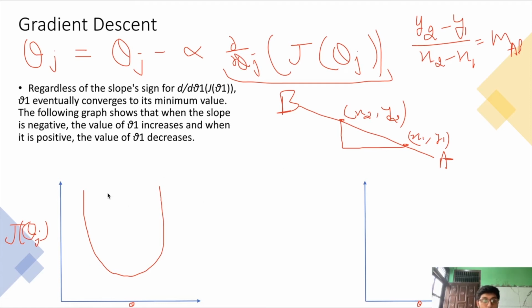Then, if I have to reach the global minima here, what I must do is this: the graph shows that when the slope is negative, the value of theta 1 increases, and when it is positive, the value of theta 1 decreases. What does that mean? This means that here in this formula, according to the first statement, when the slope is negative, let's take a point here.